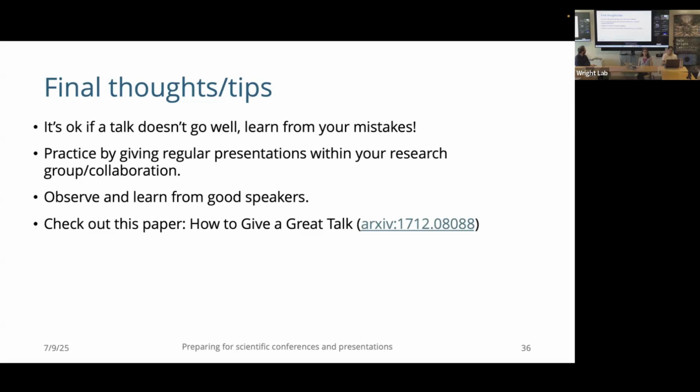Then observe and learn from good speakers. If you're at a conference or somewhere else and you notice, oh, that talk, I really understood it, or I was able to follow really well, that person was really engaging, try to identify what made that talk really good and apply that to yourself. And then I've also included an interesting paper on arXiv here about the things that I talked about today.